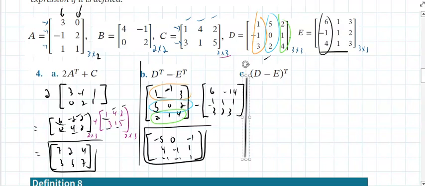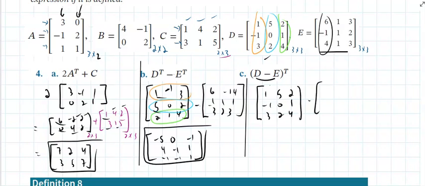And how about this problem? Well, what do they want us to do? Order of operations. Do the inside of the parentheses first. Can you take D? What's D? D is 1, 5, 2, -1, 0, 1, 3, 2, 4. And subtract it from E, which is 6, 1, 3, -1, 2, 4, 1, 3. And what would that be? That will be a 3 by 3.